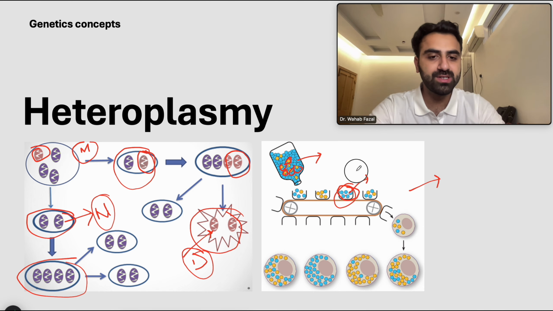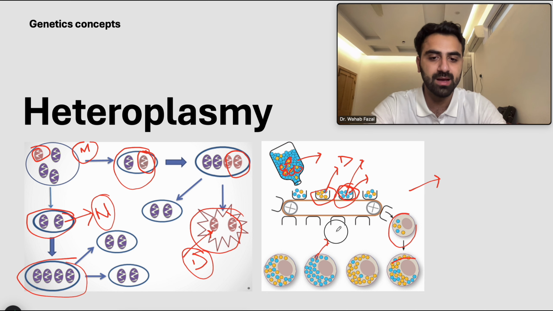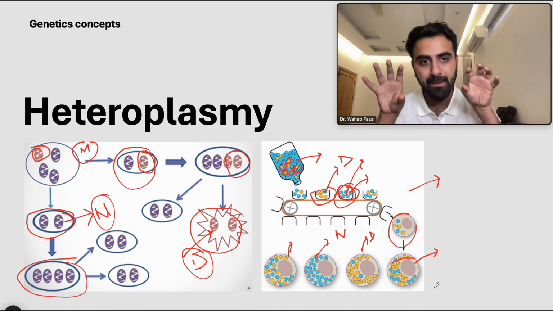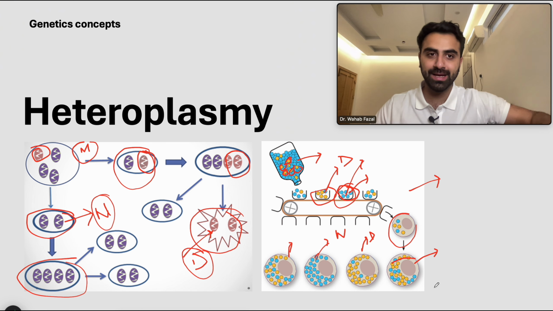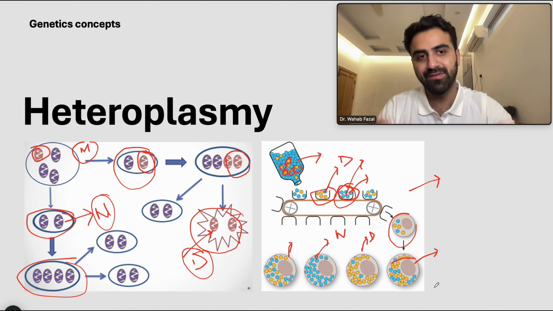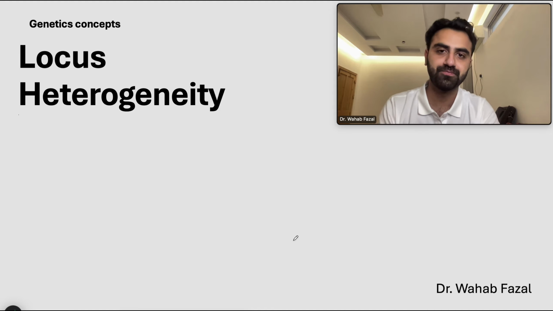So you get this person who's completely normal because they were just lucky to not have any of the disease genes. They were very unlucky to have a lot of the disease genes. So if you look at this person, they actually end up having a lot of the disease. This person is completely normal. This person is completely diseased. This person is somewhere in the middle. So the amount of diseased DNA that you get from your mother's pot is going to decide the severity of the disease that you're going to get. This is the concept of heteroplasmy.